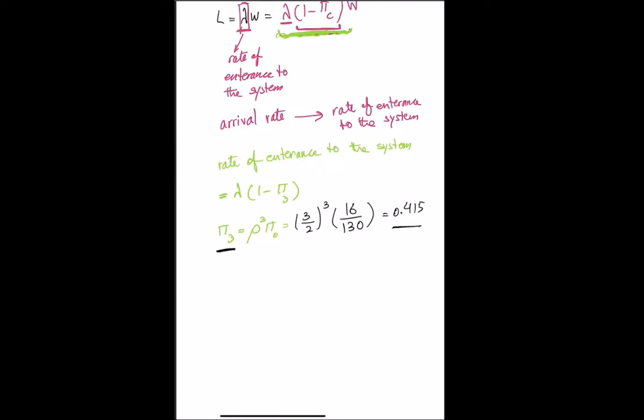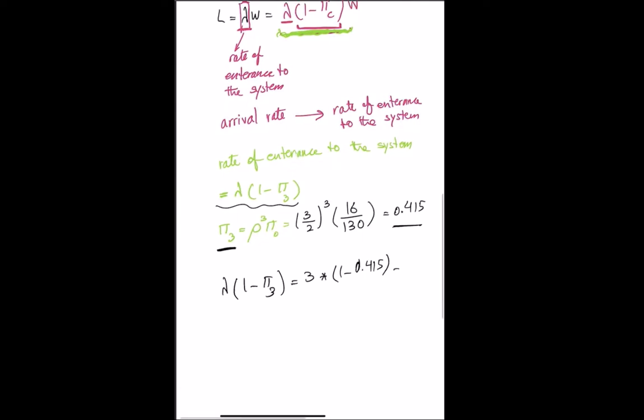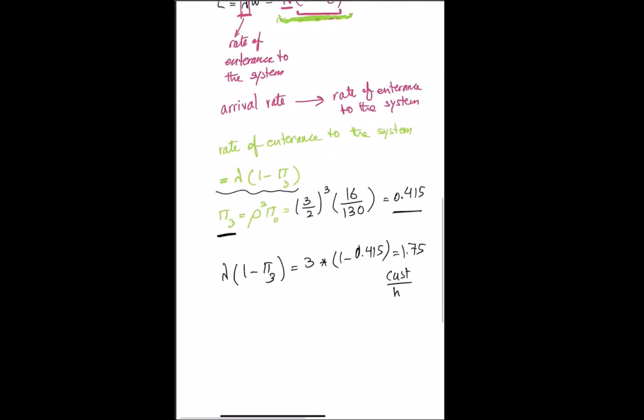And then if I have pi 3, then I can calculate the rate of entrance to the system. So then I will say lambda multiplied by 1 minus pi 3. Lambda is going to be 3 multiplied by 1 minus pi 3, that's going to be 1.75 customers per hour.